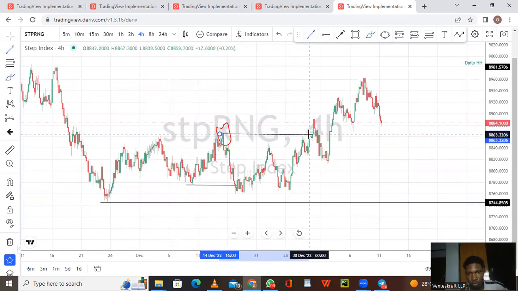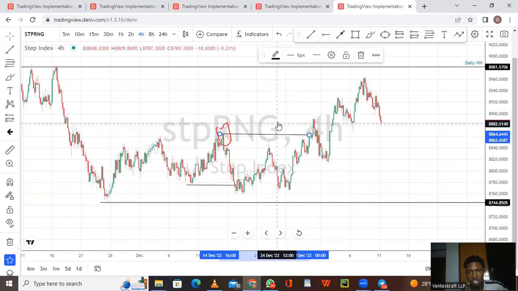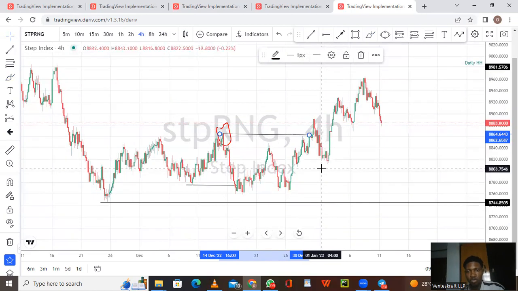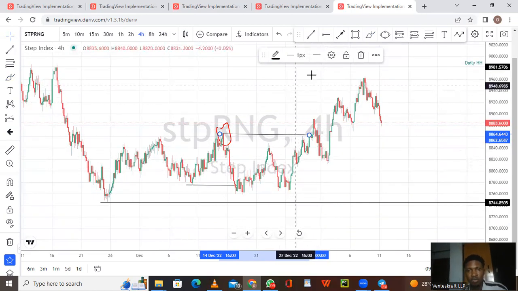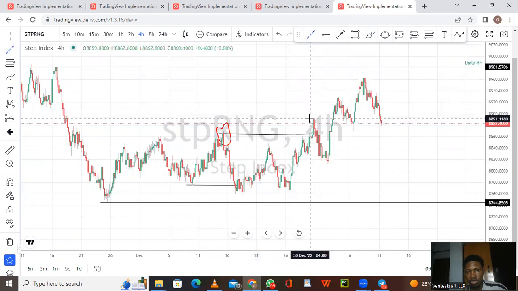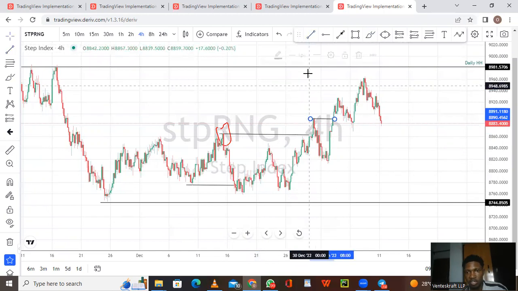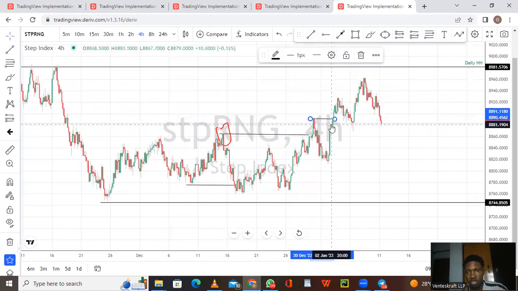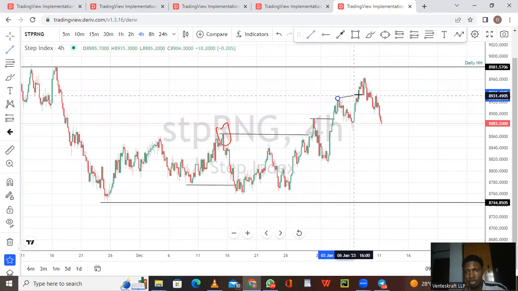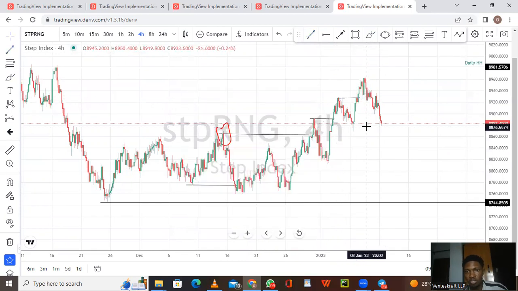I'm marking out the 4-hour zone. It breaks structure to the upside, pulls back to form a higher low. And what happened again? The structure was broken to the upside. What happened after the structure was broken to the upside? It pulled back to form a higher low, and then there is a break of structure to the upside again.